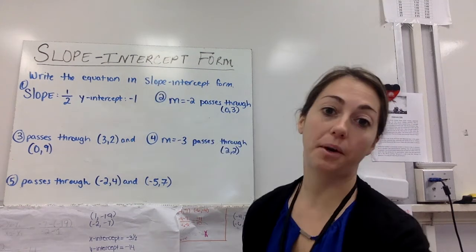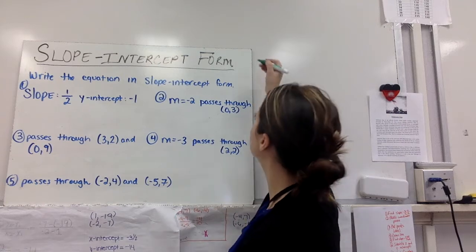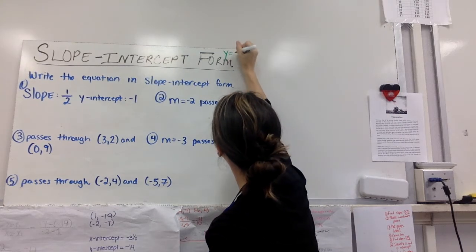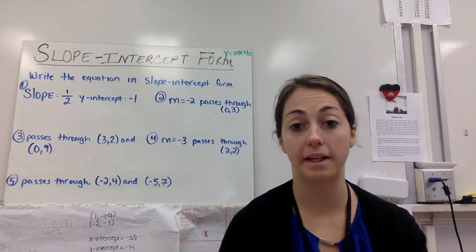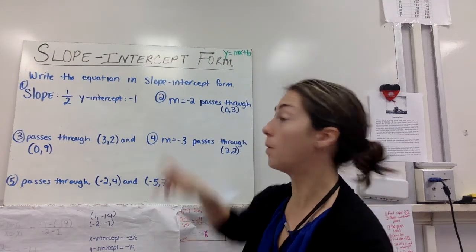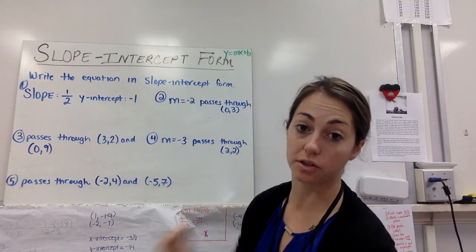Hey everyone, we're going to talk about slope-intercept form, and just to remind you of what that means, slope-intercept form is y equals mx plus b, and m is our slope and b is our y-intercept.